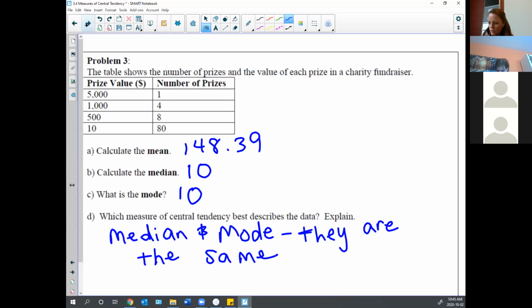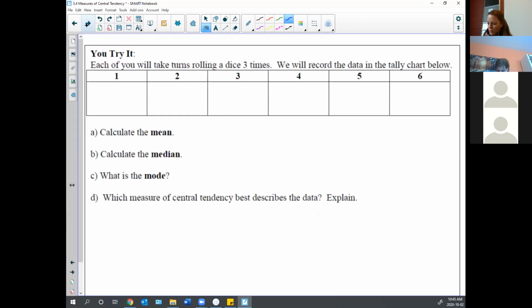In a normal school environment, if we were not remote, I would have you guys take turns rolling dice and record your tallies here. We can get internet dice. Well, we can even do this together, if we want to. You guys up for it? Yeah, it's cool. All right.